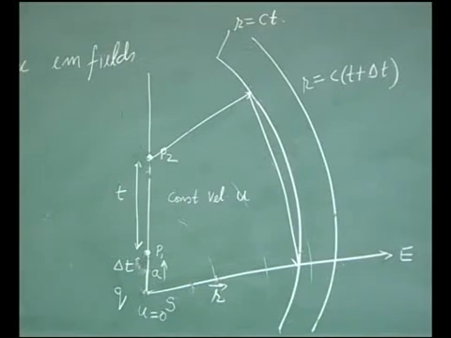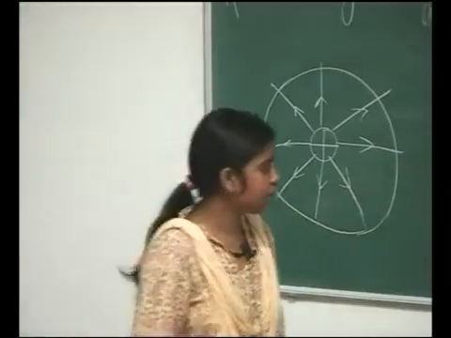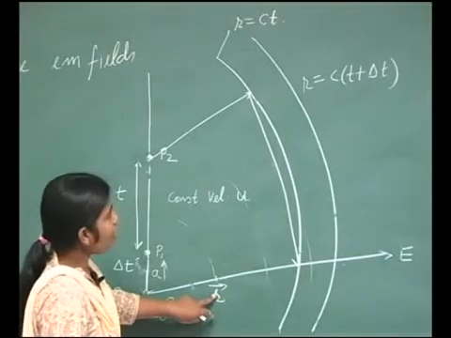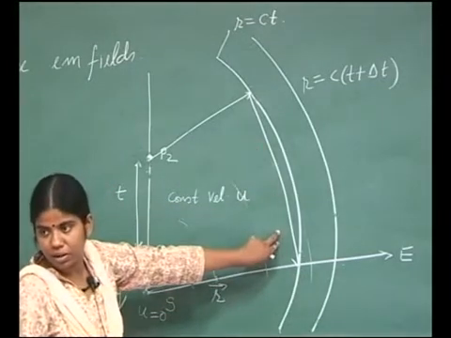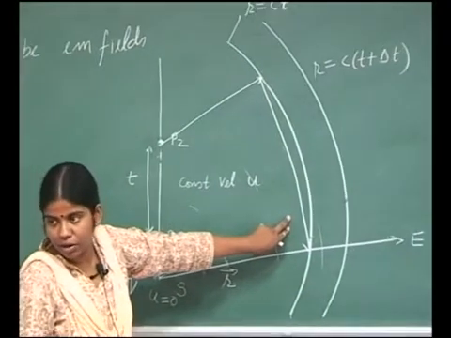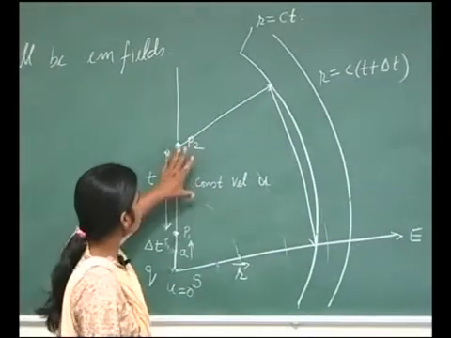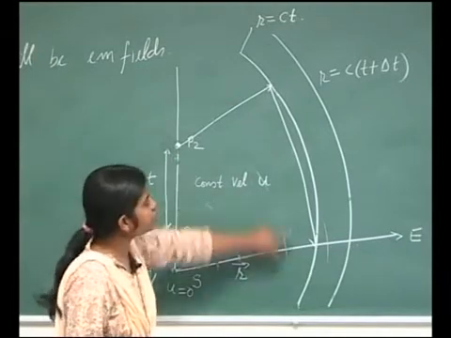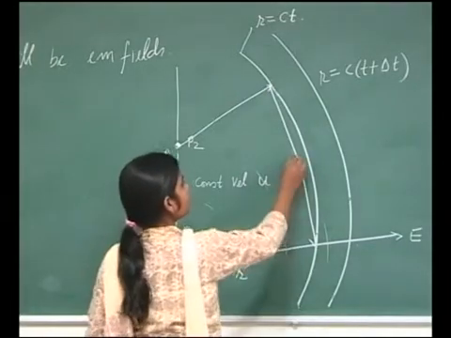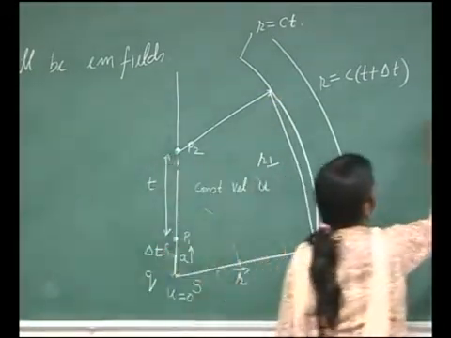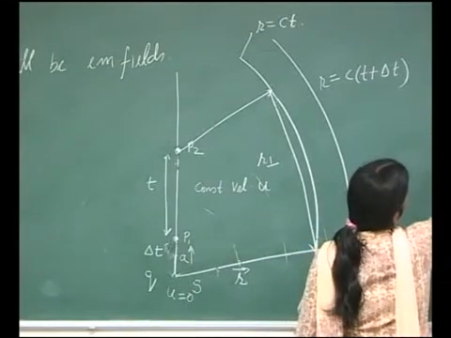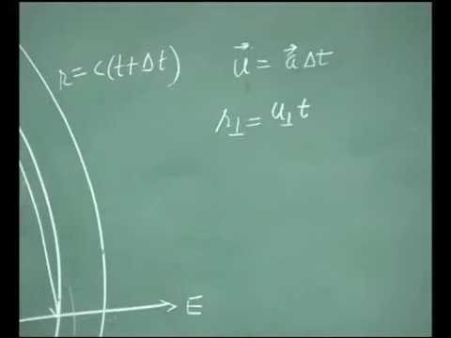No, not constant. Let us see what the distance is. I will tell you what the distance is. So, now you see this is r, and this is perpendicular to r. This is the perpendicular component of r. And this difference is for time t. So, I can say that r perpendicular is equal to u perpendicular into t. This will be the distance, u perpendicular into t.